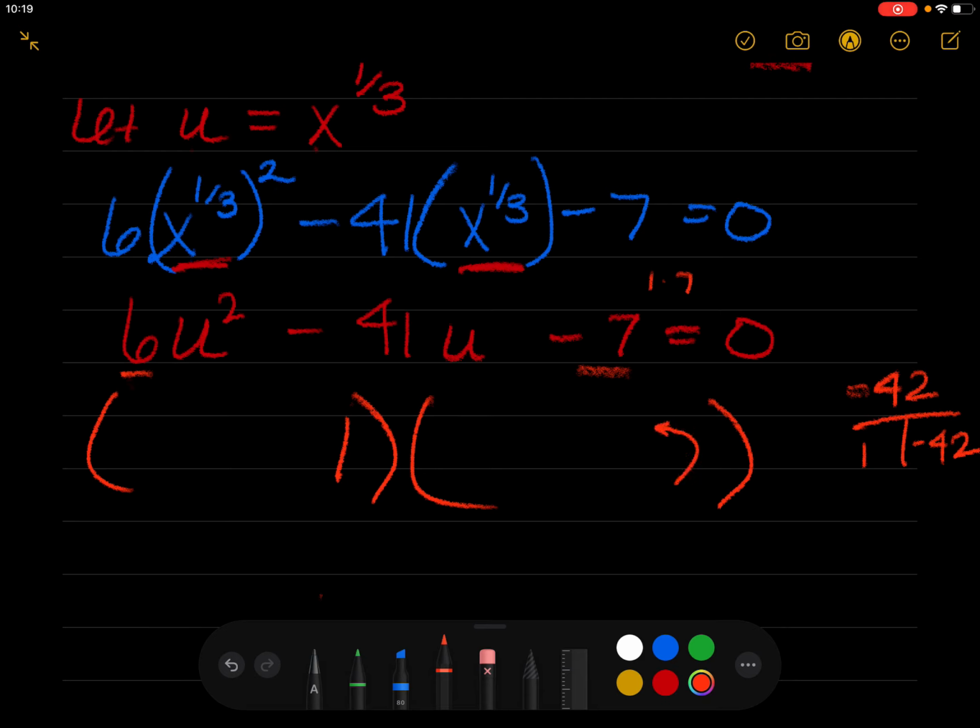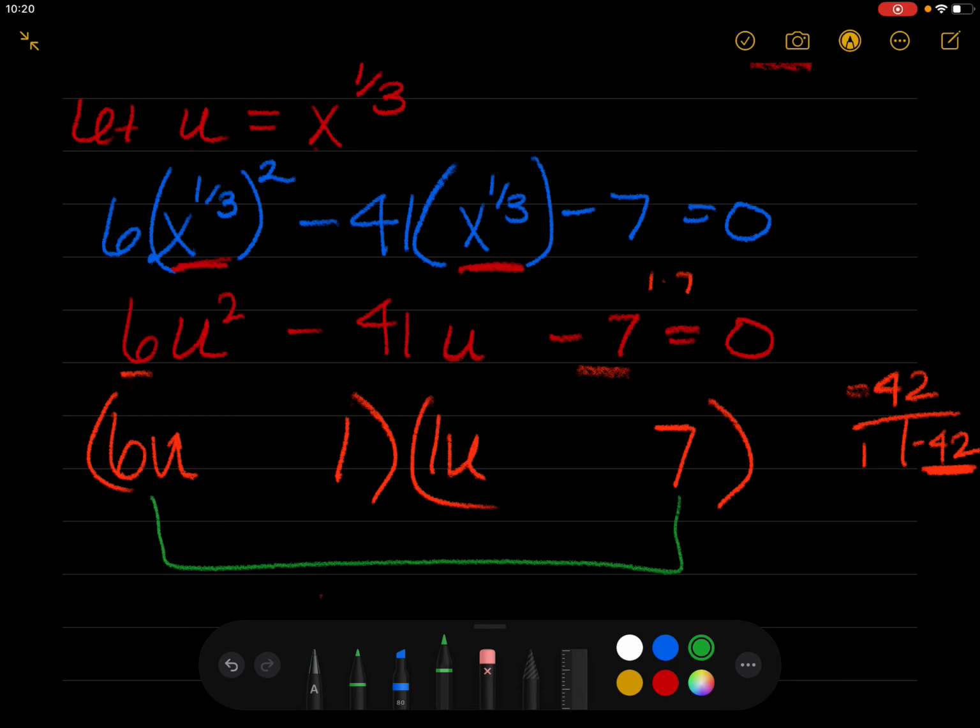And then I know that, oops, I did something funny. I know that in order to make a negative 42, I need to multiply 7 by my 6, right? Okay. So I'm going to put my 6u here, and I'm going to put 1u here. Now this is going to give me that inner and outer product that I need. I just need to put some signs, and I'm going to change this color actually. 6u and 7 gives me 42u.